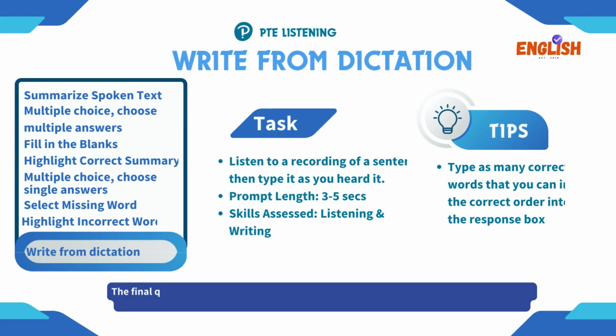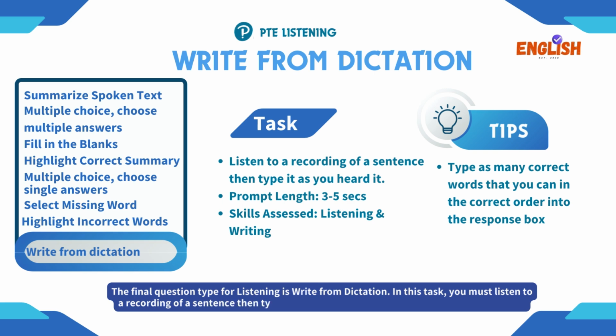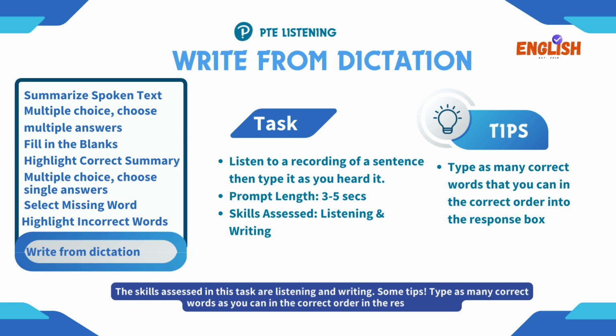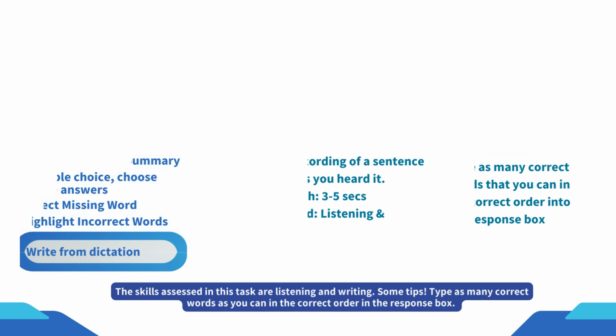The final question type for listening is write from dictation. In this task, you must listen to a recording of a sentence, then type it as you heard it. The prompt length is 3 to 5 seconds. The skills assessed in this task are listening and writing. Some tips: type as many correct words as you can in the correct order in the response box.